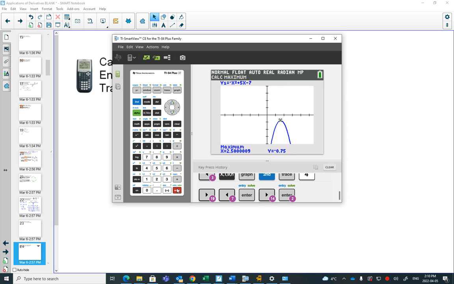So when we push enter after the guess, it says the maximum happens at negative 0.75, which is exactly what we found, and at 2.5000000009, which is an error. So each of our calculators established happiness at different levels. Happy enough, okay? 2.5 is the right answer.